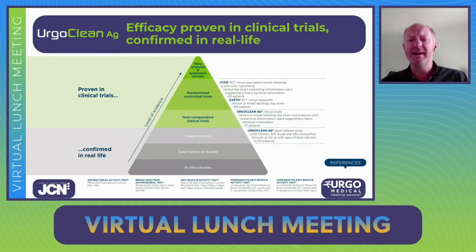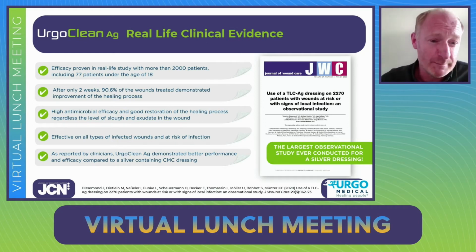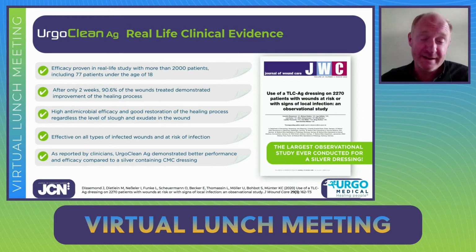But having looked at some of the clinical trials, let's now look at the real world evidence. And that means the experience of real clinicians and nurses like yourselves. Urgo have produced the largest real life observational study of any silver dressing on the market. And it's done over 2,270 patients. That's a huge number of patients. And what this study showed was, first of all, there was a real variety in the age of the patients. In fact, 77% of the patients were under the age of 18. So not just elderly, but young people as well.